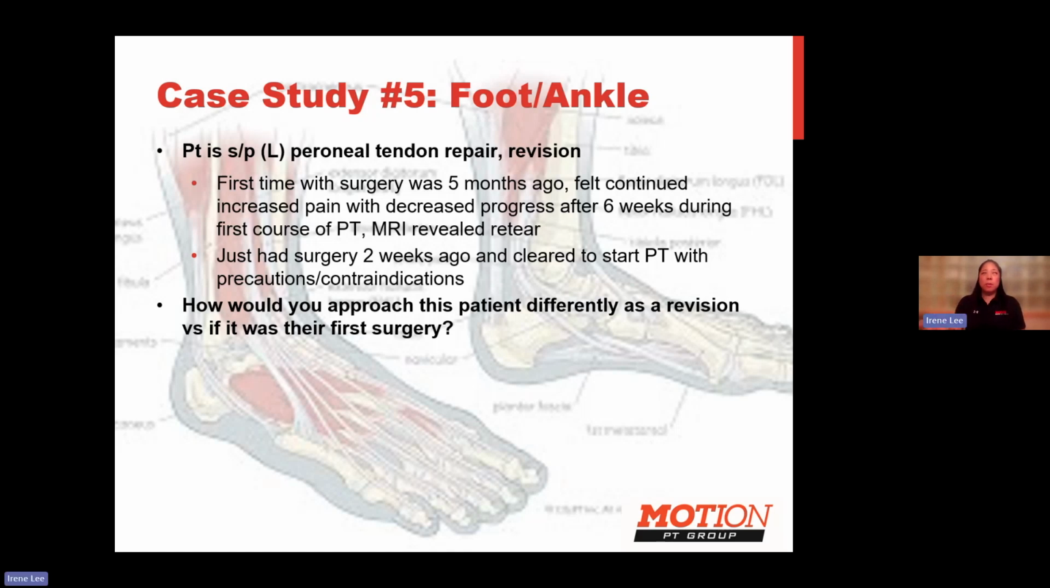The swelling was the big thing, so we couldn't do too much anyway. I try to keep him distracted and doing more upper body and core stuff, and even just hip stuff that I can do on the table.